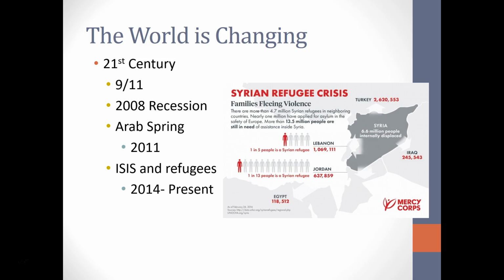Now this, you may have seen on the news, you have some people trying to float over to Europe to get away. Iraq has 245,000 people. Turkey has 2.6 million refugees from Syria who have fled to Turkey. Turkey can't even take care of their own people, let alone all the refugees. Lebanon has over 1 million people. Jordan, 637,000. These are all refugees from just Syria because of ISIS.